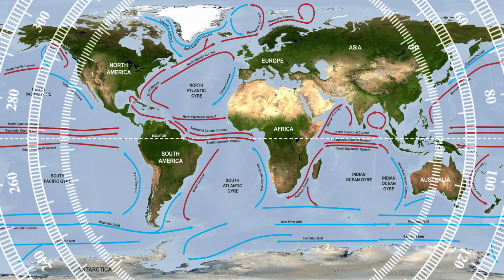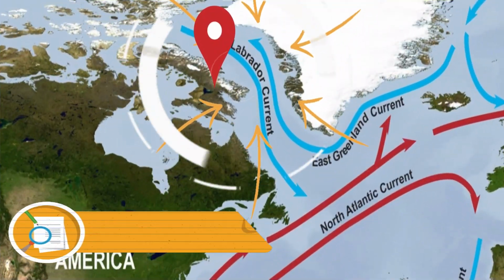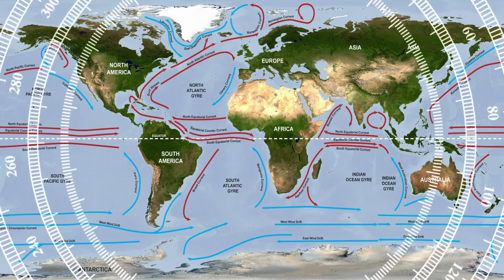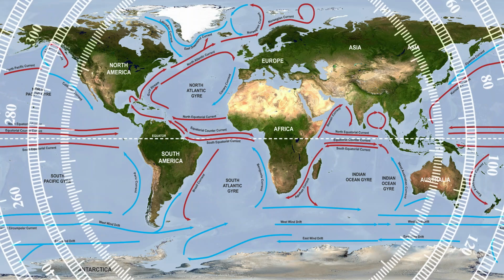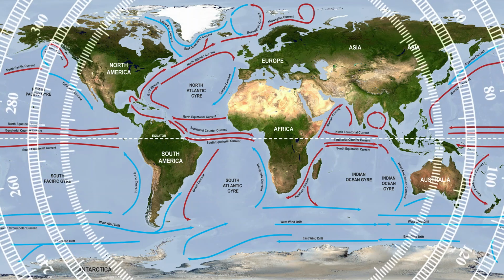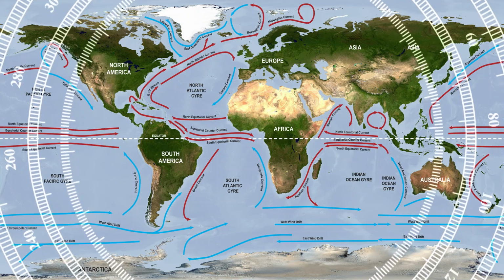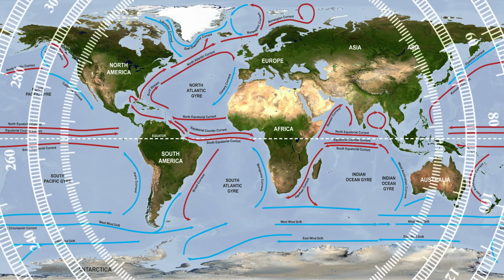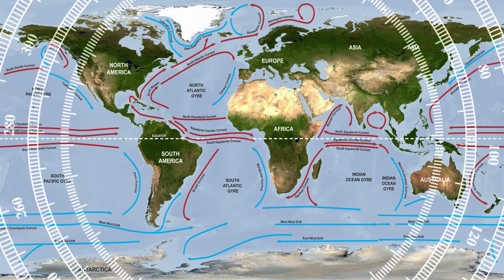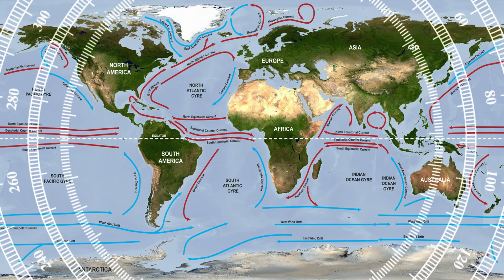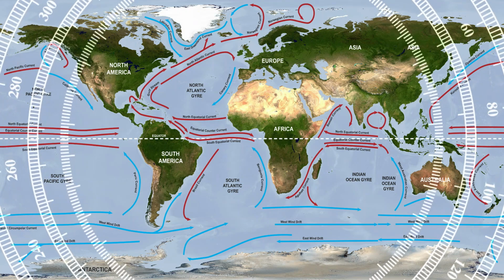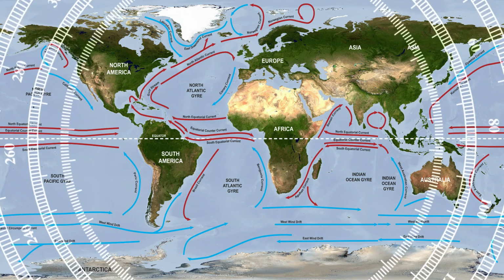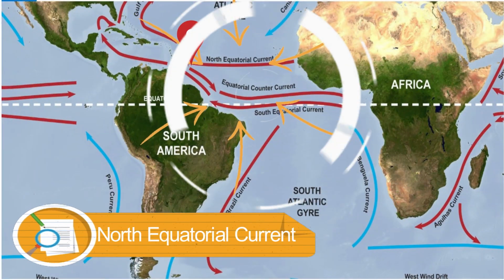Found it already? If your answer is Labrador Current, you're absolutely correct. Next, east to west flowing current from 10° north to 20° north in the Pacific and Atlantic Ocean. Just follow the latitude given, and there you have it. It's the North Equatorial Current.